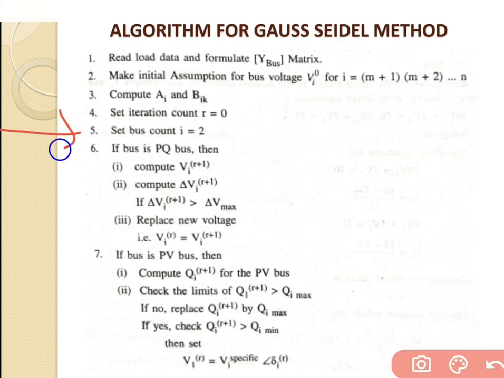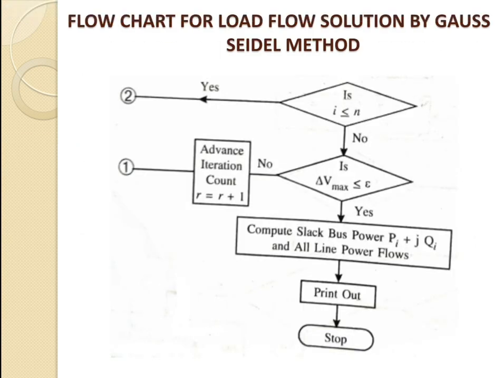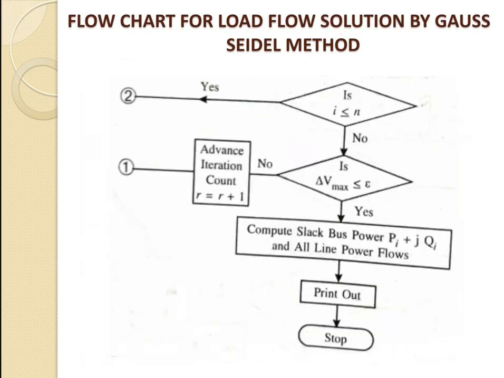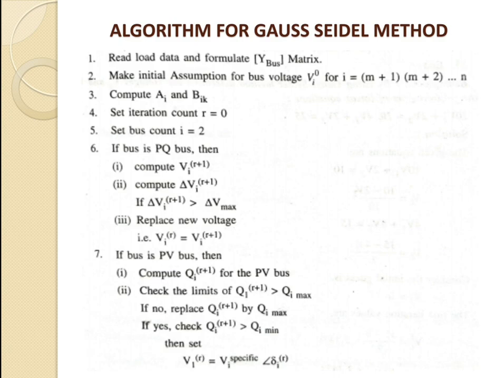Step number 5: set bus count i equal to 2, and delta V maximum equal to 0. Then we have to check the condition. If the bus is a PQ bus, then compute Vi raised to r plus 1, compute delta Vi r plus 1, and if delta Vi r plus 1 is greater than delta V maximum, then set delta V maximum equal to delta Vi r plus 1.